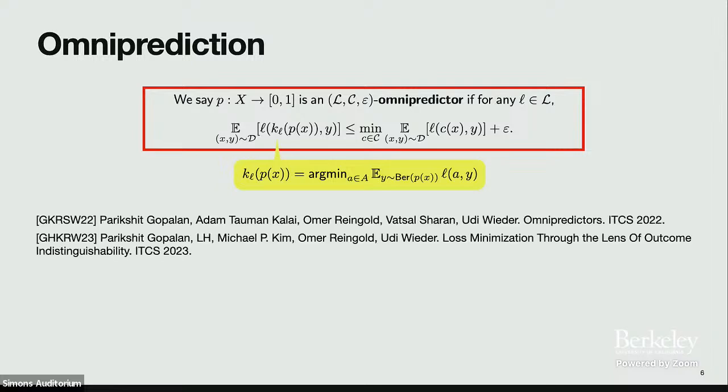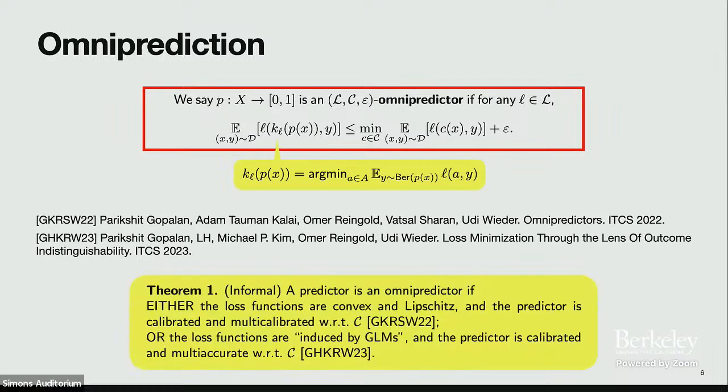The idea of Omniprediction was introduced by Parikshit, Adam, Omer, Michael, and Udi, and this idea was further explored in a follow-up paper through the lens of outcome indistinguishability. The main result of these papers is that omnipredictors not only exist, but they can also be efficiently learned from data under very mild assumptions on the loss function. This is an informal statement of several theorems from these papers. There are many other versions. The details are not very important.